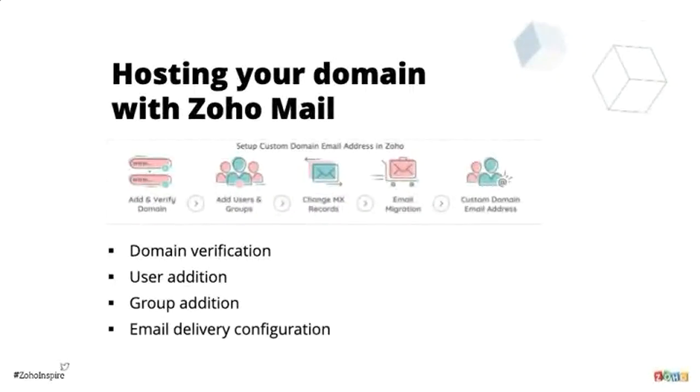The fourth step is email delivery configuration. In email delivery configuration, we'll be talking about how you can add your MX records such that all your emails are correctly routed to Zoho Mail servers. And finally, there is the data migration process. We'll be covering data migration in detail too. There are multiple ways in which you can migrate your data to Zoho Mail. We'll be walking you through each of them in detail.